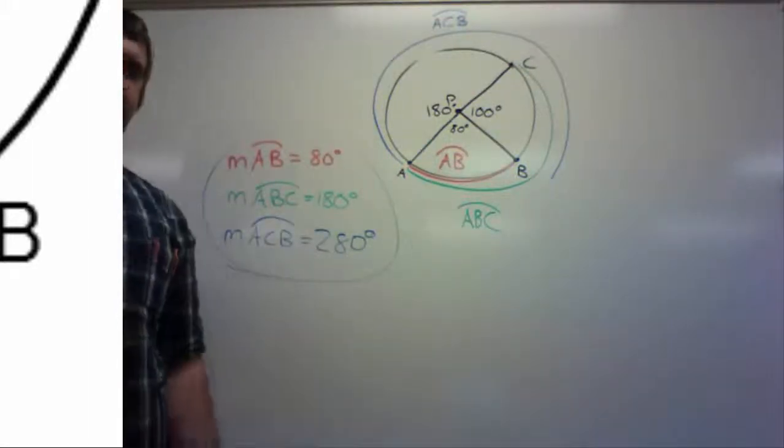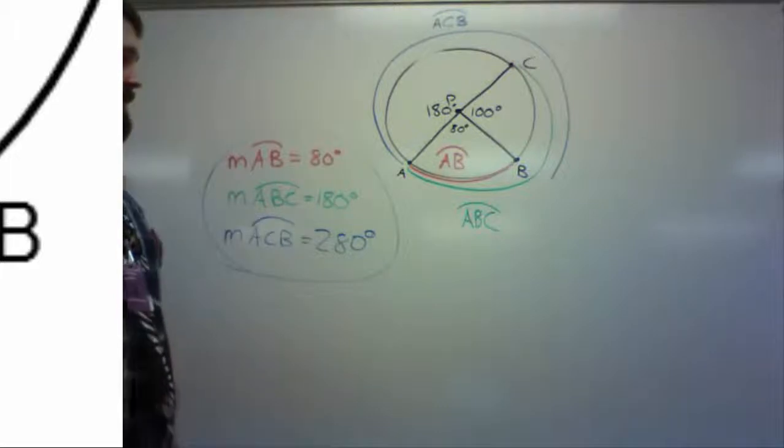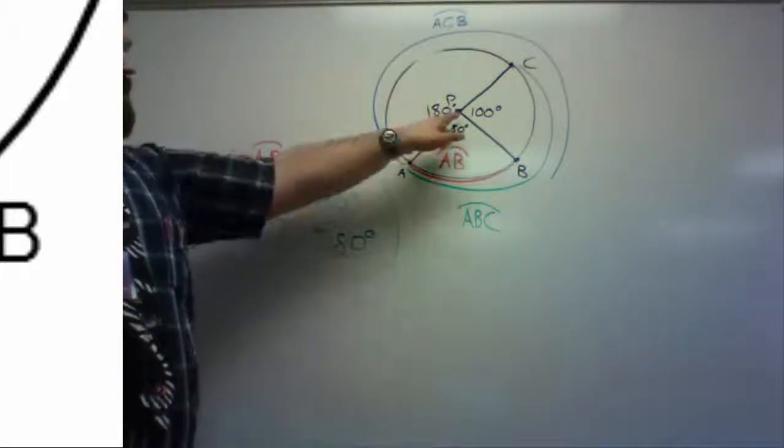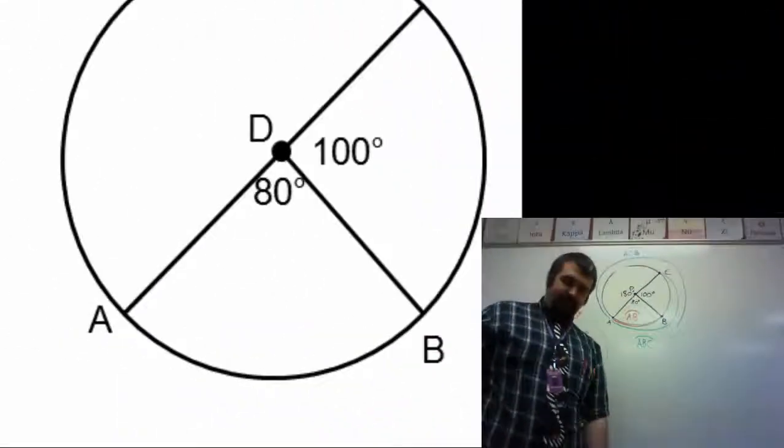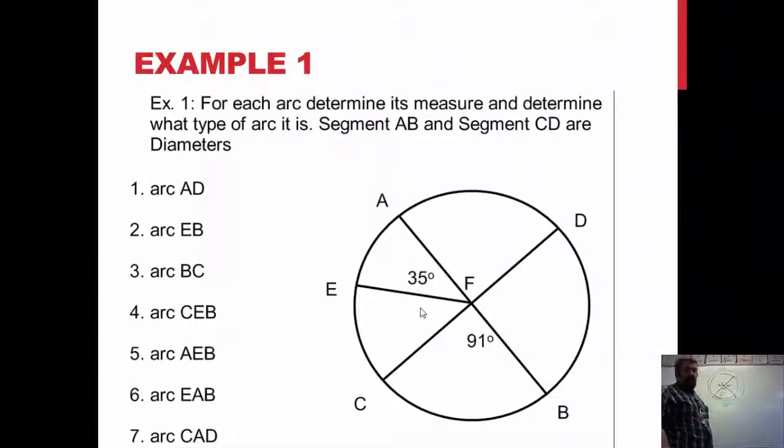And there we go. That's how you find the measure. You just look at the central angle, the angle formed with the center here. If there's more than one, you can add them together. So let's do a little bit of an example here. For each arc, determine its measure and determine what type of arc it is.